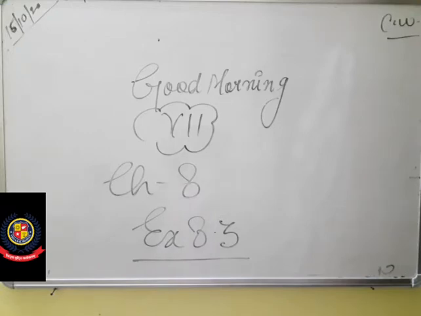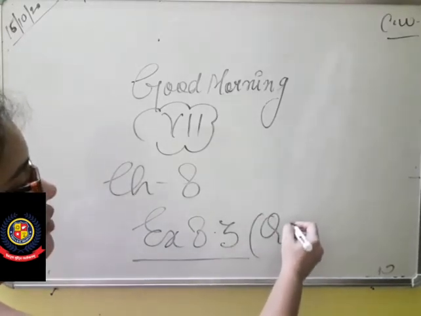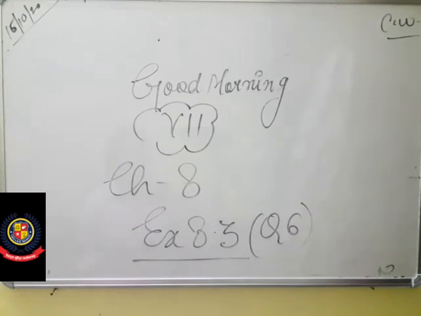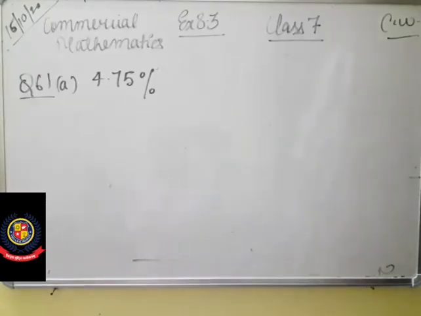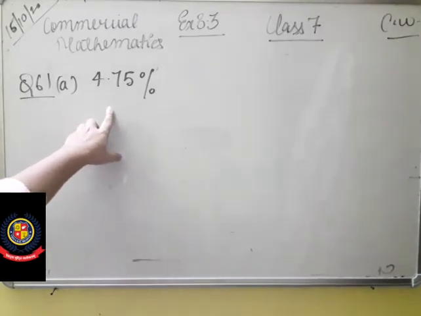So with this thought, let's begin our chapter number 8 and exercise 8.3, which we were doing in the previous class, from question number 6. Okay, so let's begin. First, question number 6, A part. The question is saying that you have to express the given percentage into the ratio.